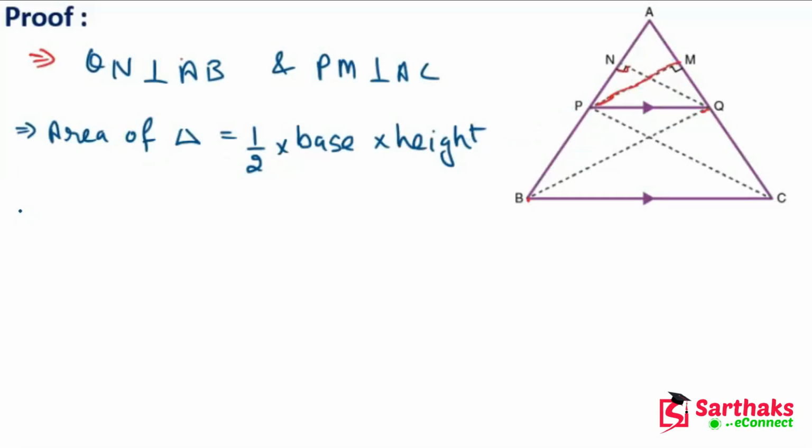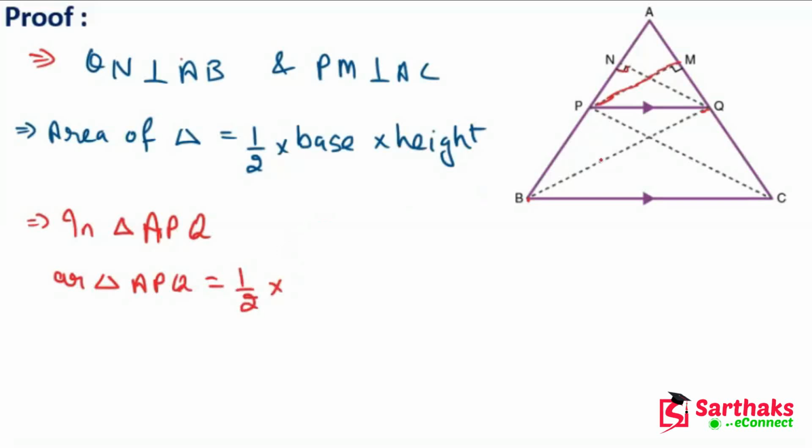First of all, in triangle APQ, the area of triangle APQ is equal to half into base into height. In this case we are taking base as AP and height as QN. So this is our first equation.